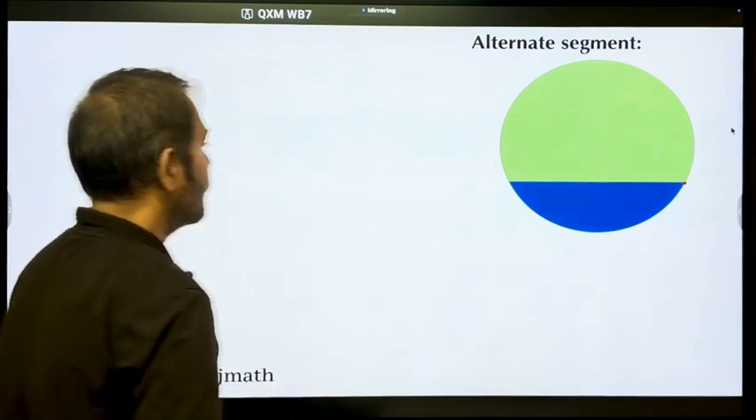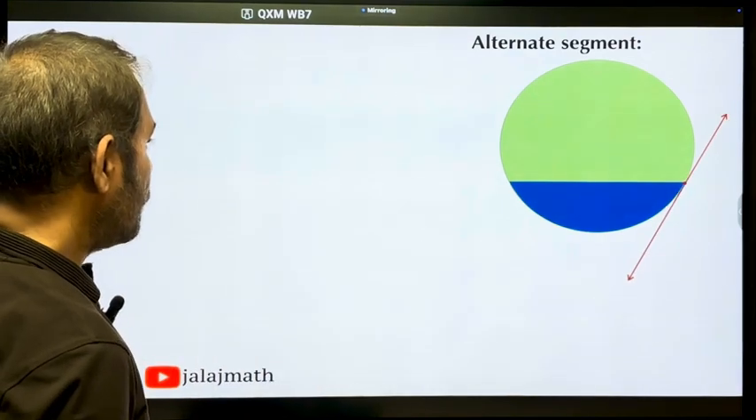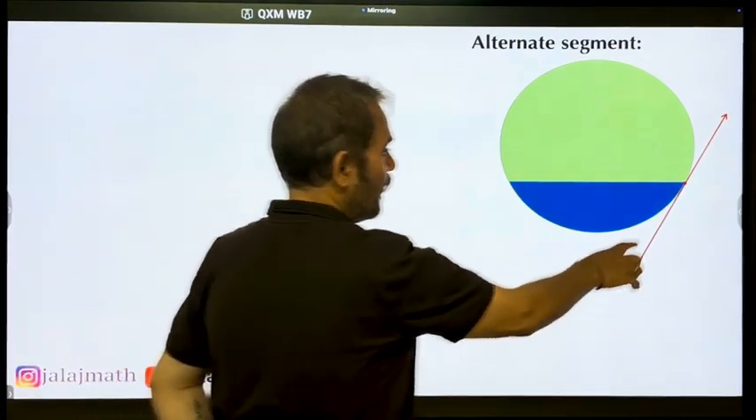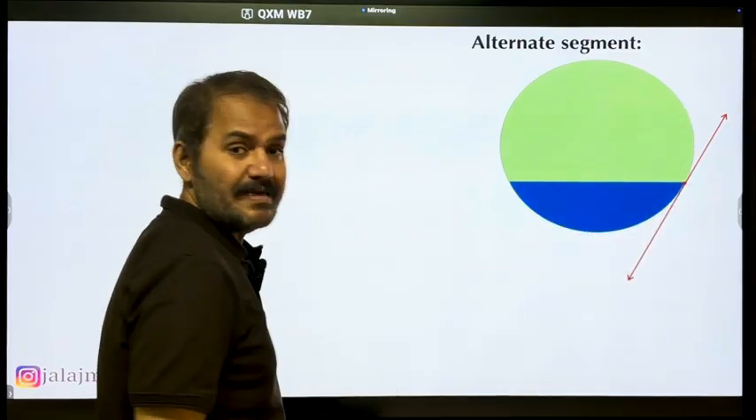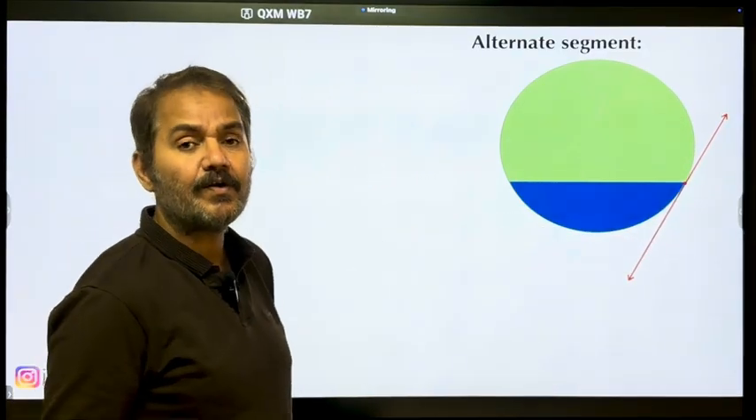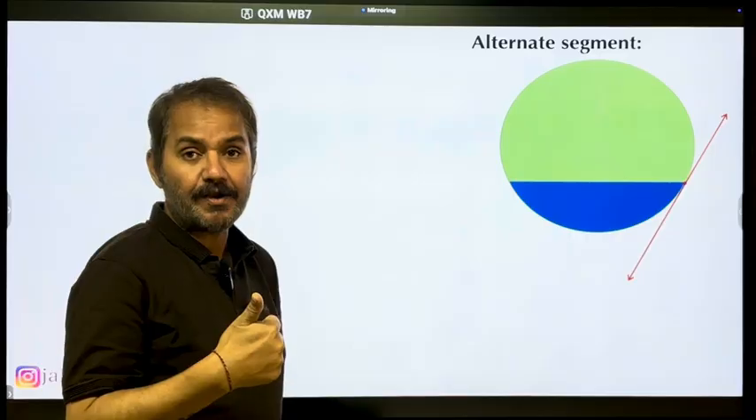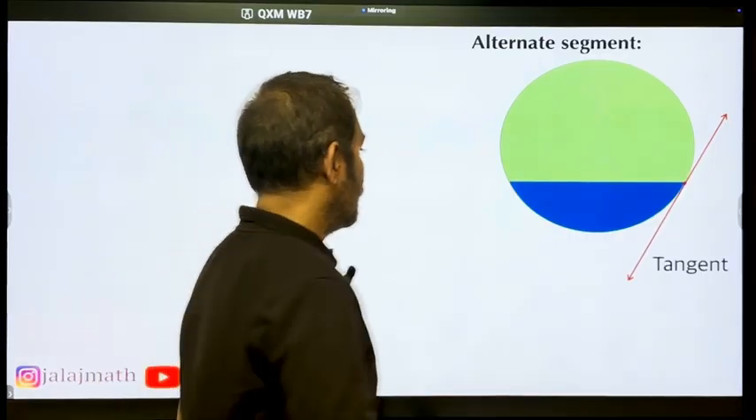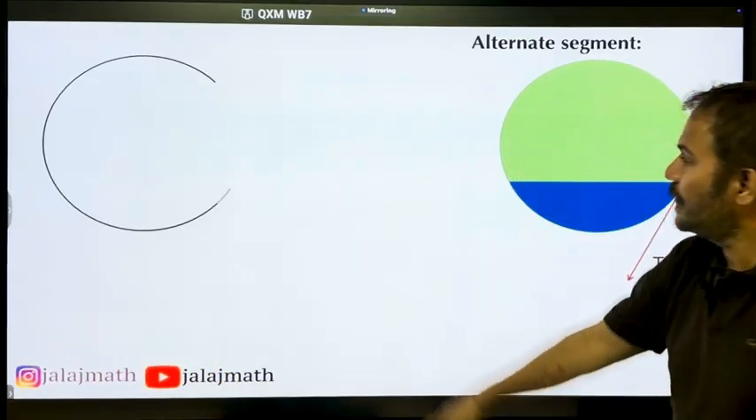Right? Moving on, if there is a point on the circle and if you draw a line touching that point, we call it a tangent. Clear? This is called a tangent.